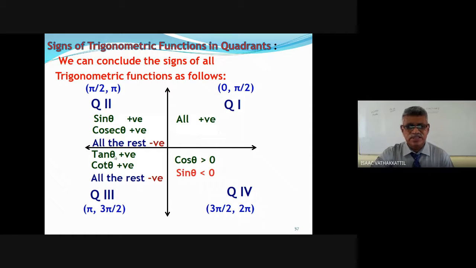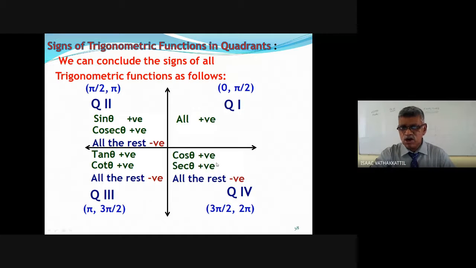Quadrant 3: sine theta and cos theta are negative, then we take the ratio, sine theta upon cos theta, which is positive. That means tan theta is positive, and its reciprocal cot theta is also positive. And the rest: sine is negative, its reciprocal negative, cos negative, its reciprocal negative. Only tan and cot are positive.